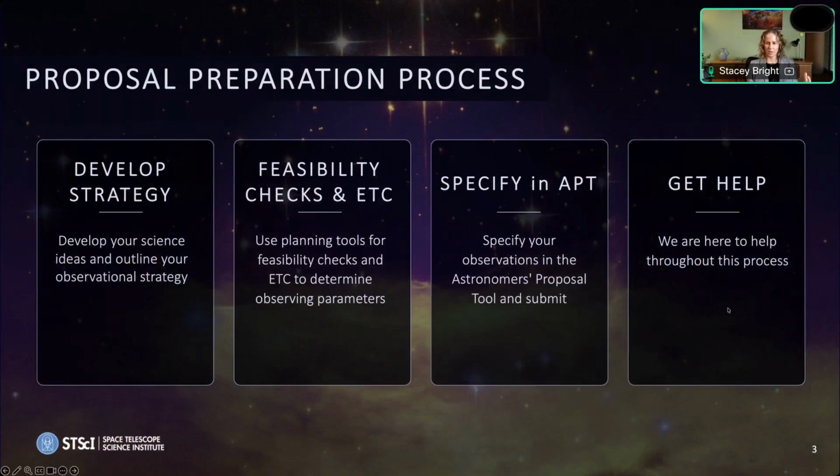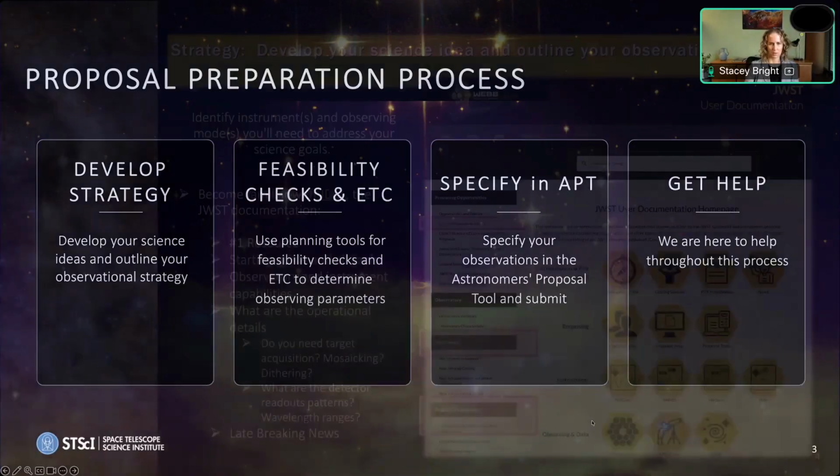So I like to think of it in three chunks. The first part is to develop your strategy. This is when you develop your science idea and outline the observations. Then once you have that, you'll do feasibility checks and use the ETC to determine your observing parameters. And then finally, you'll specify those in the APT, the Astronomer's Proposal Tool, and then you'll submit. So I'm condensing this into three large chunks, and they all have a lot of steps within that. But we are always here, as Rebecca mentioned, to get help throughout the process. You can always reach out to us.